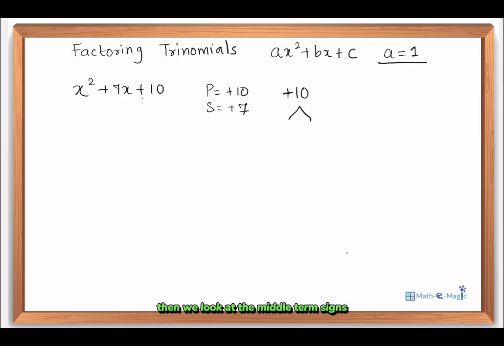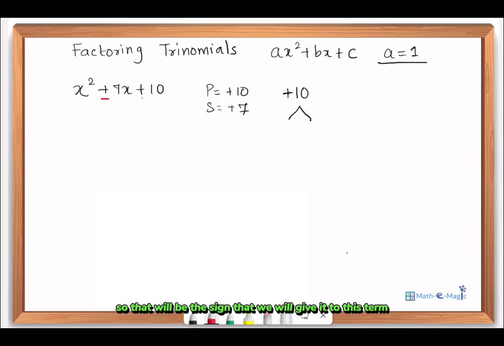Then we look at the middle term signs. If you look over here, the sign of the middle term is positive. So that will be the sign that we give to this term, which we write on the left hand side. And how will we determine the sign of the next term? We get that by multiplying these two signs here. So positive into positive is positive. So this sign will be positive. Okay, even before we know the factors, we know these are the signs.